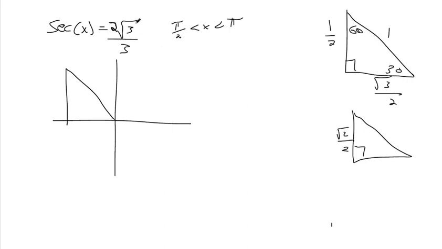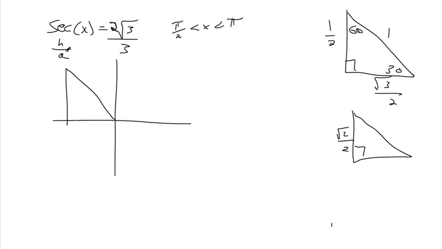But the one we want is something to do with square root of 3, right? We have to have square root of 3 in our answer. So there's only one angle that's going to help us. But you're going to want to keep in mind what the secant ratio is. Secant is 1 over cosine. Or in other words, secant is the hypotenuse divided by the adjacent. It's the reciprocal of cosine.